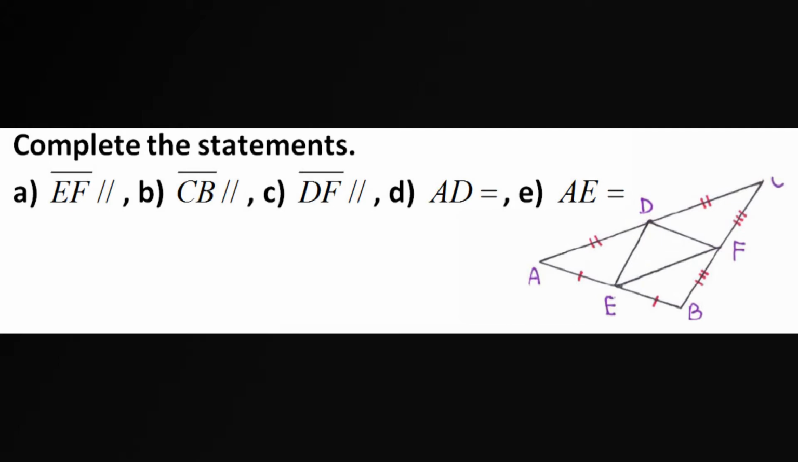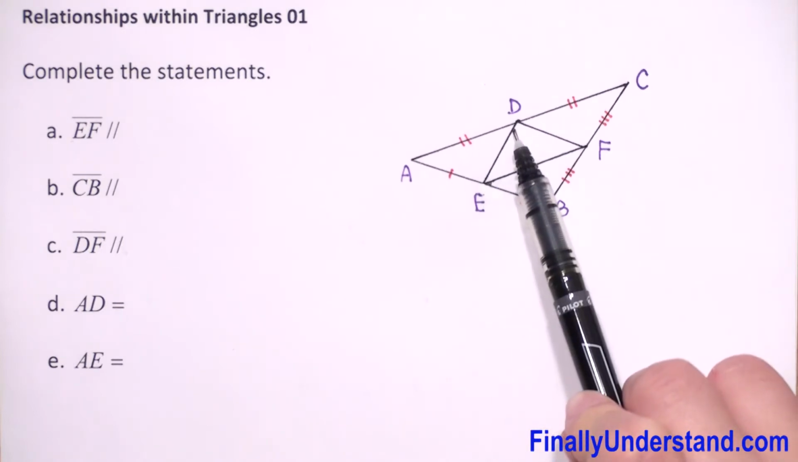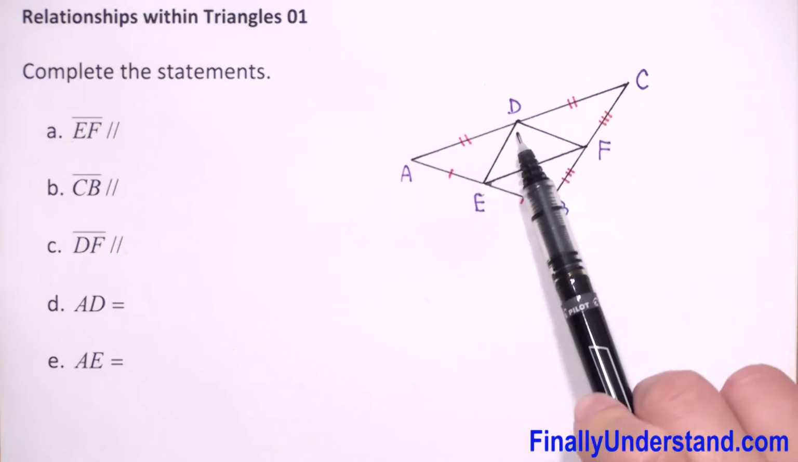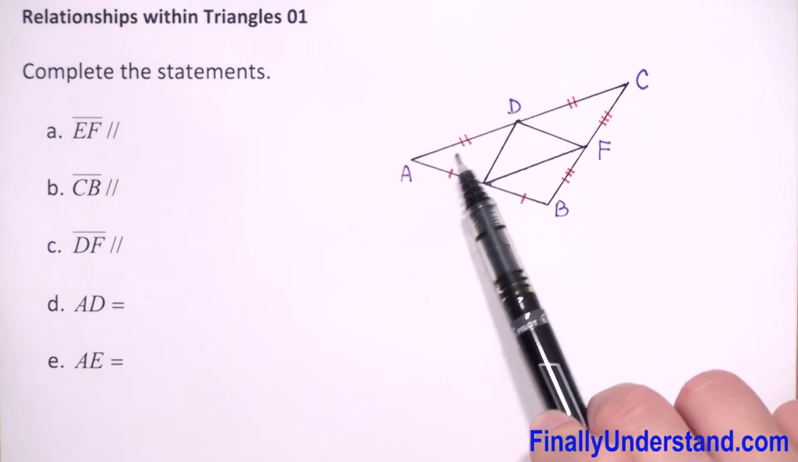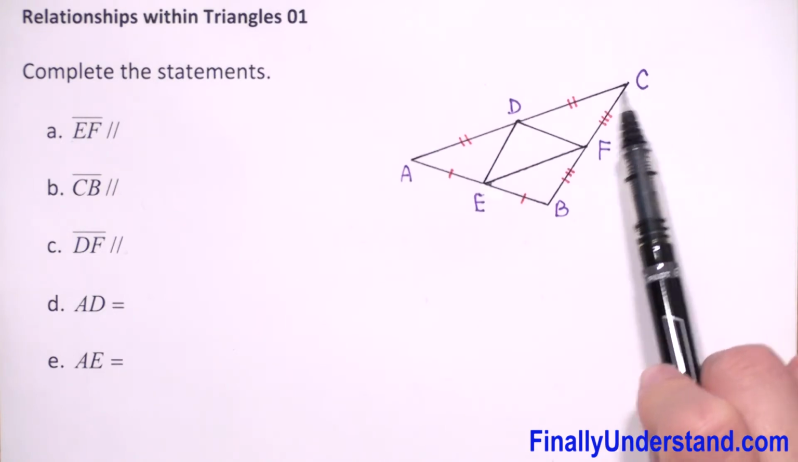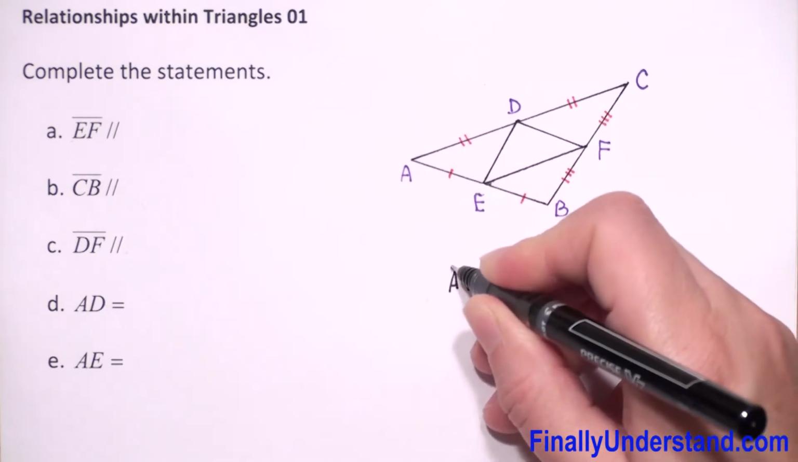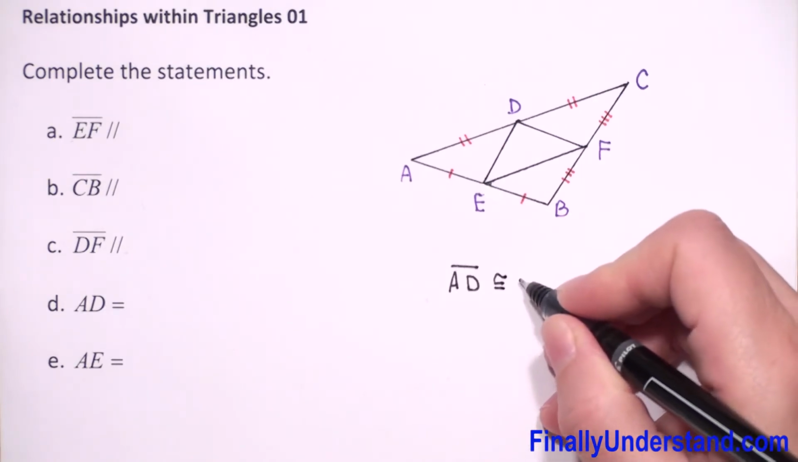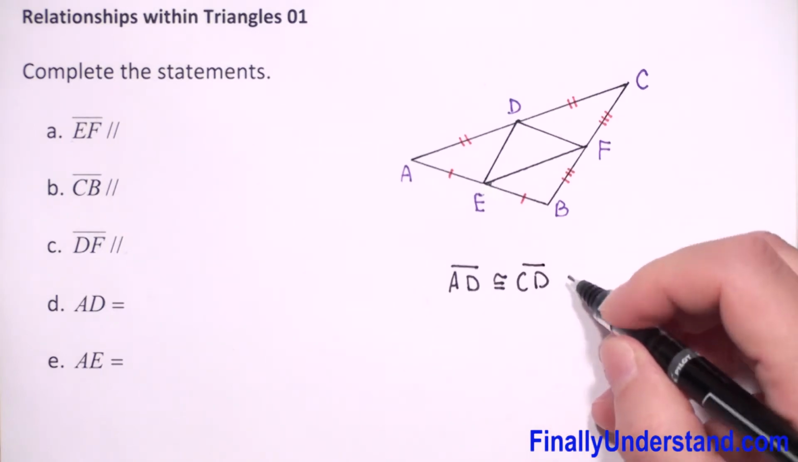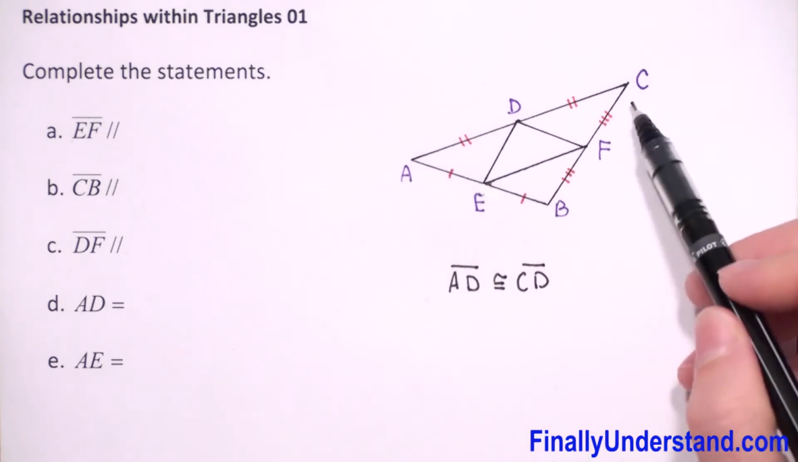We are given a triangle and we have to complete the statements. First, let's look at our diagram. We see that AD is congruent to CD. Why? Because we have 2 marks on segment AD and 2 marks on segment CD. It means that AD segment is congruent to CD. What does it mean? It means that D is the midpoint of segment AC.